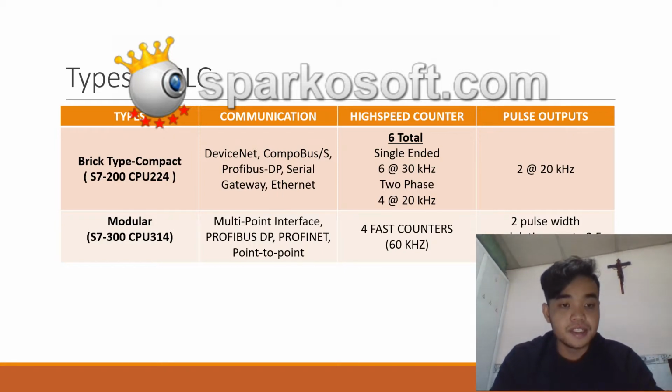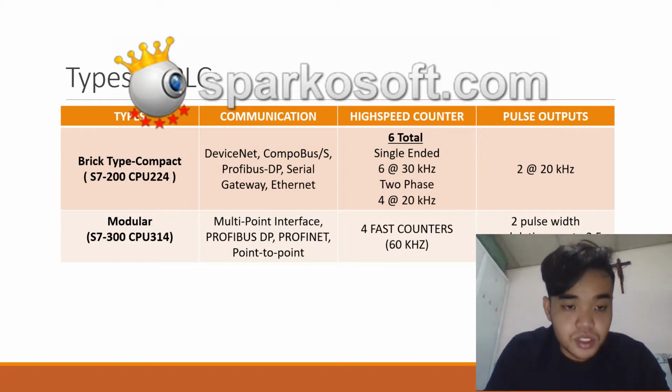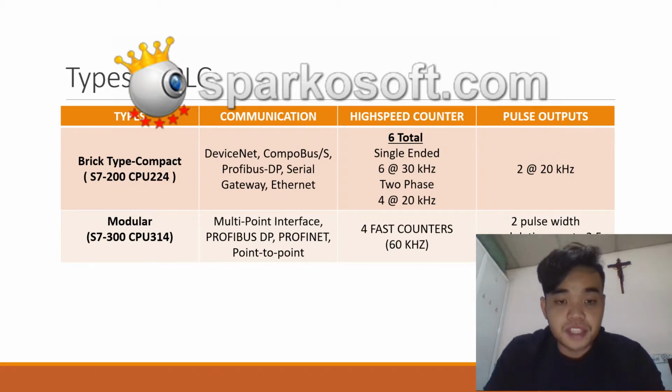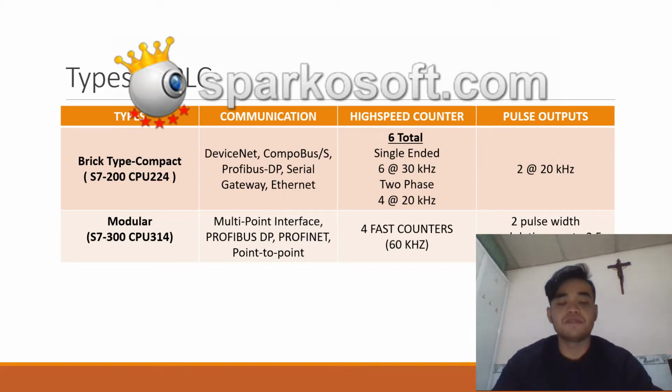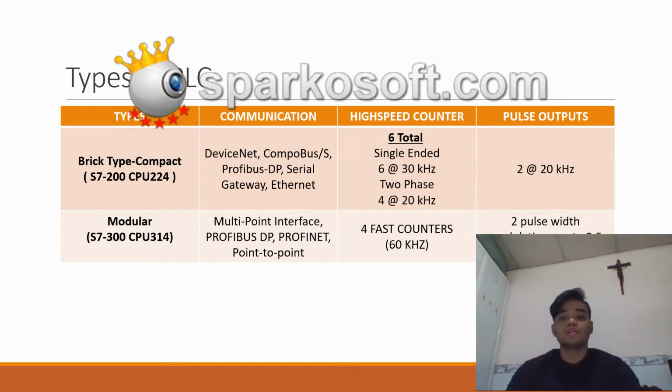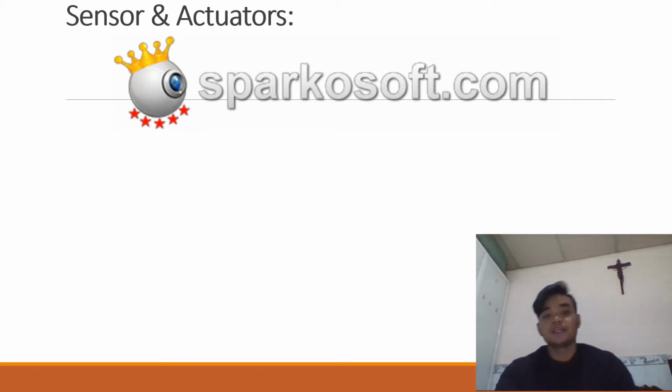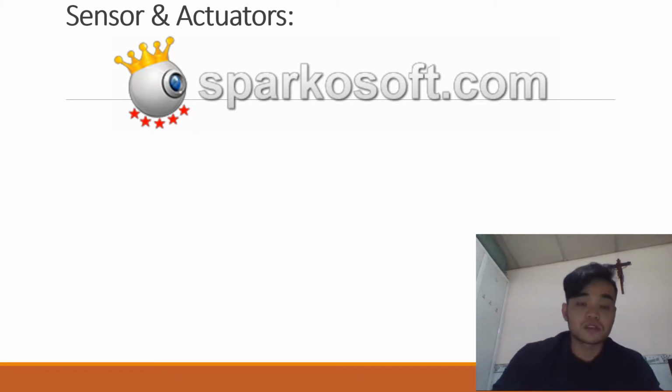For the second type, the modular, we have the S7-300 using CPU 314. The communication is multiple interface, Profibus DP, Profinet, point-to-point. It also has 4 fast counters with 60 kHz. The pulse output is 2 pulse width modulation up to 2.5 kHz. Sensor, actuator.